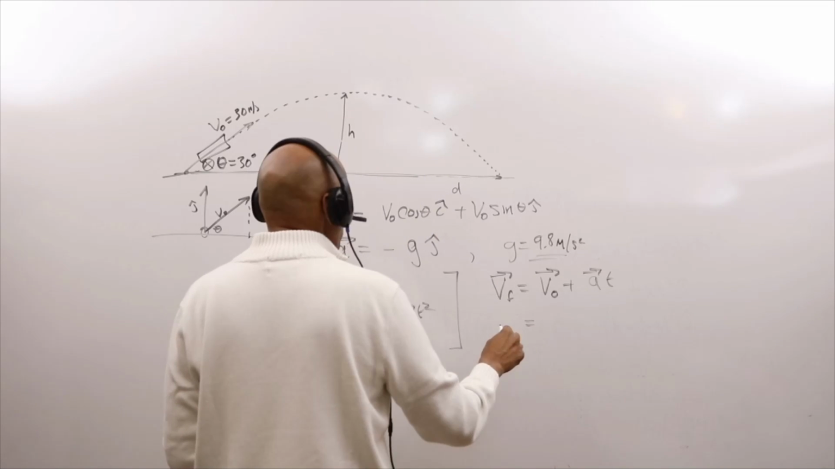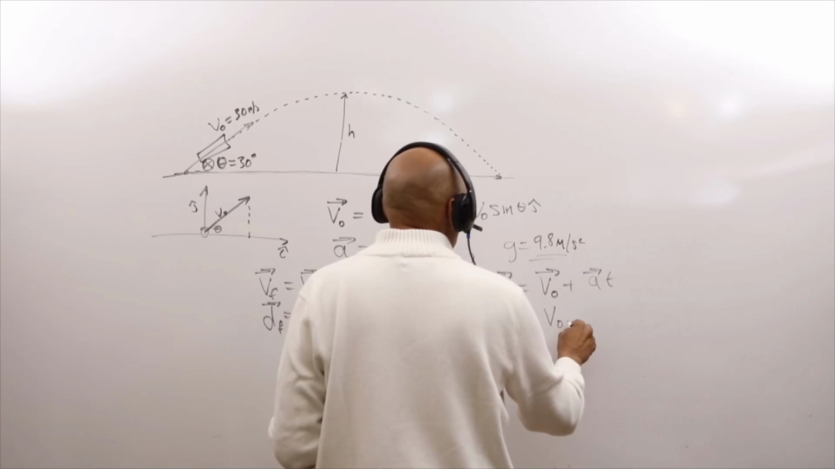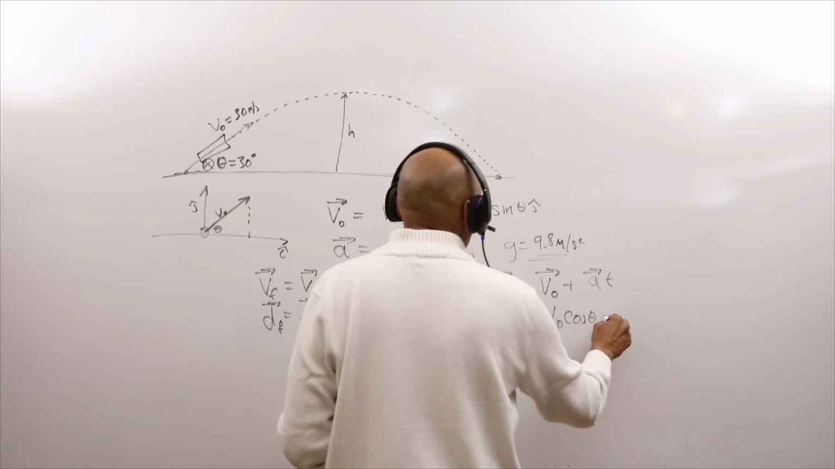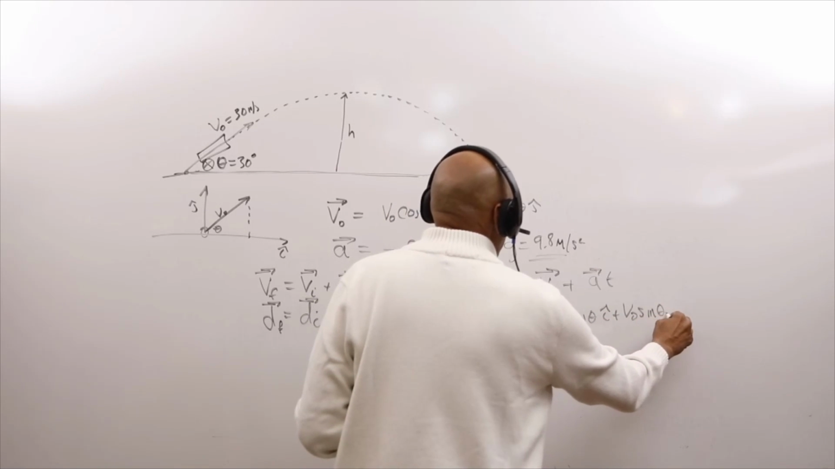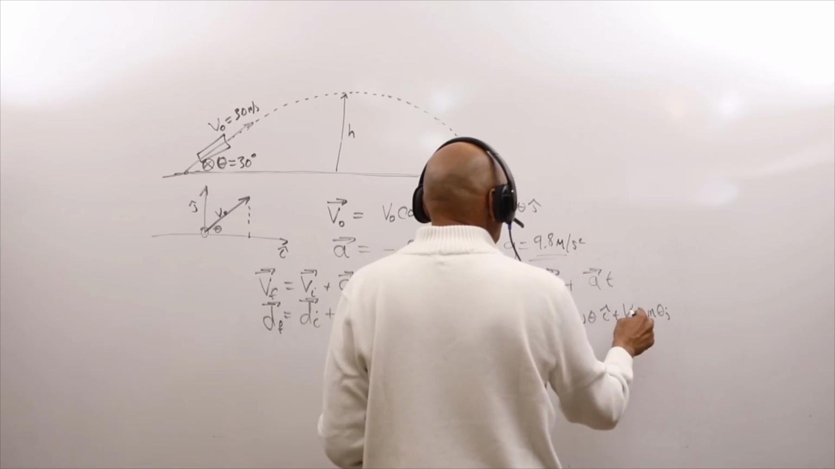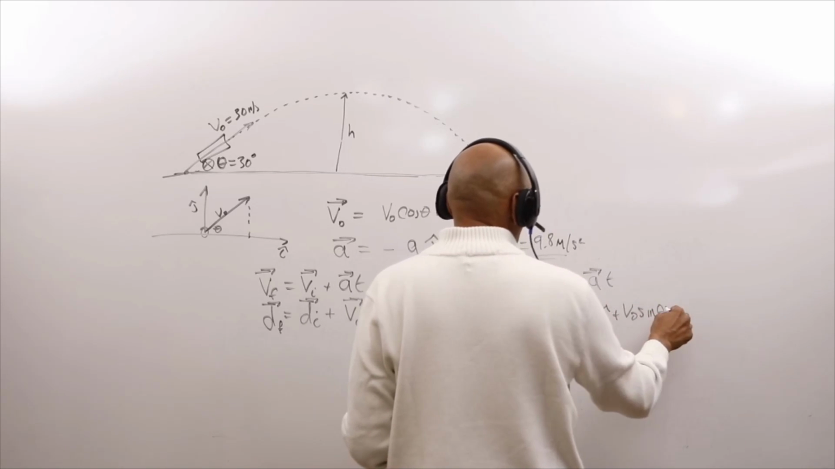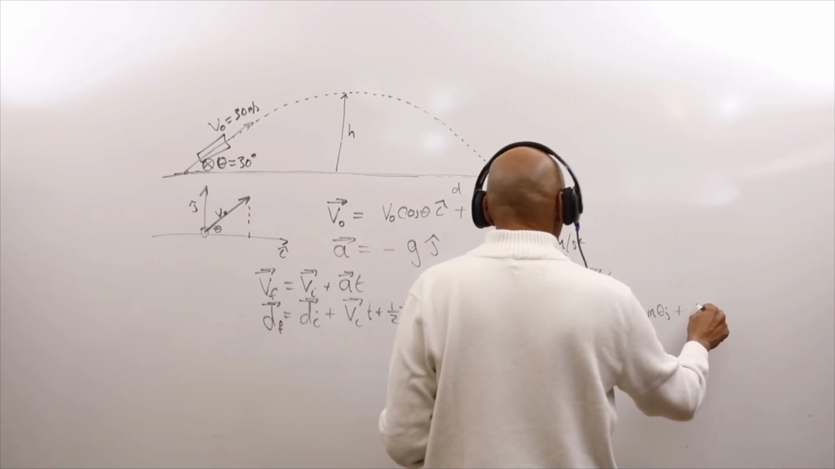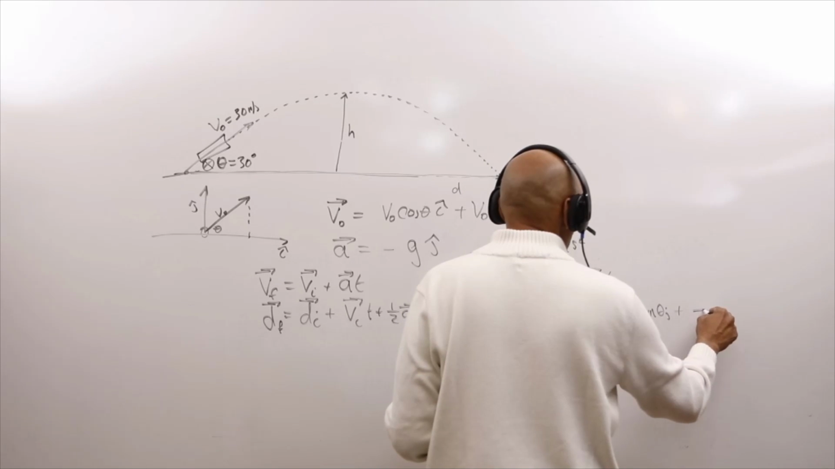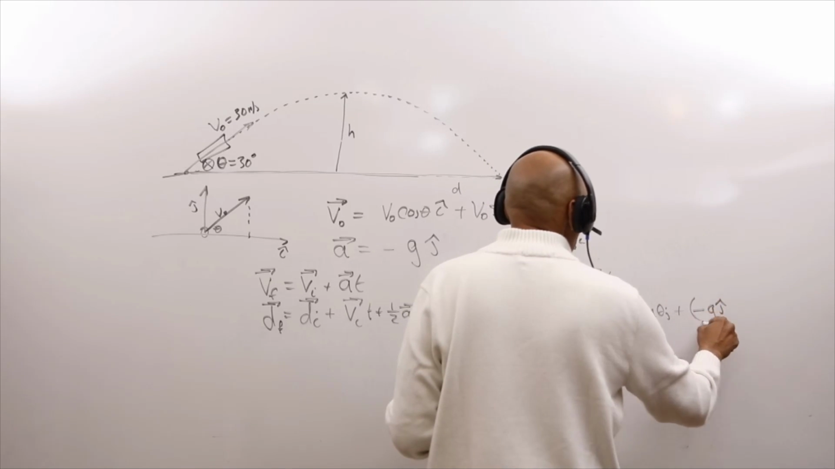So V0 happens to be V0 cosine theta i plus V0 sine theta j, and that's V0. And the acceleration happens to be minus g j hat, times time.